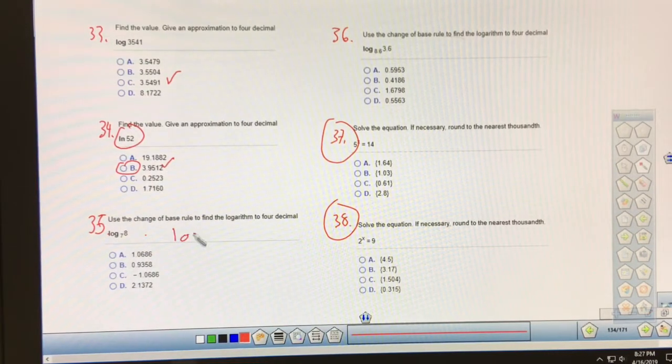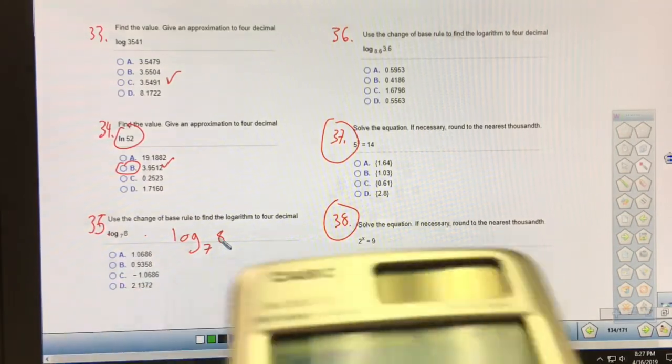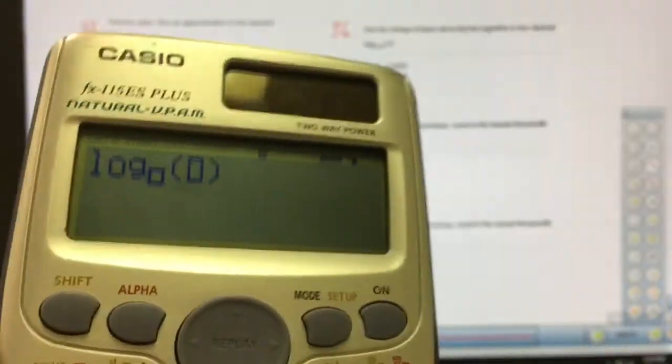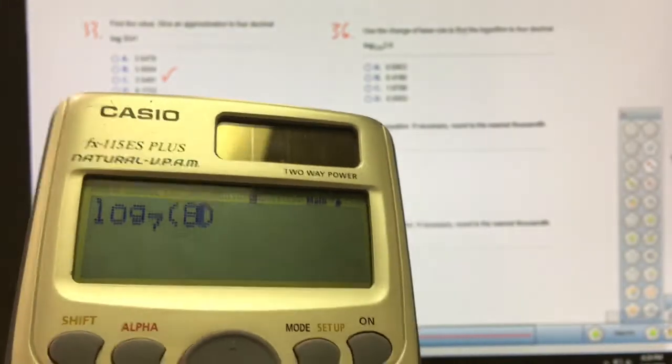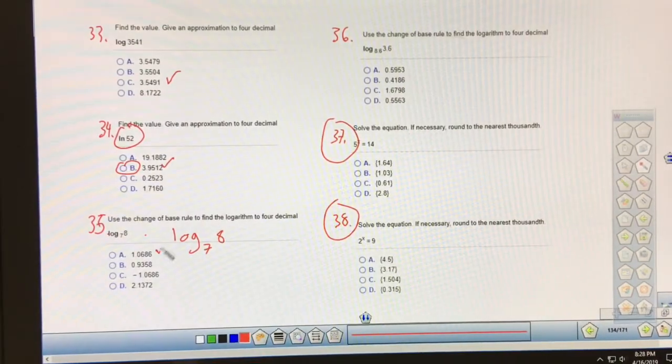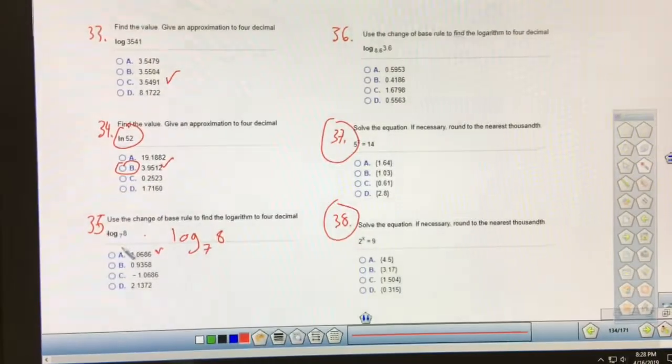This one is log base 7 of 8. Again, just going to type it in. Hit the log base button. Log base 7 of 8. 1.06862. 1.06. Notice it's positive, not negative. So it has to be choice A.